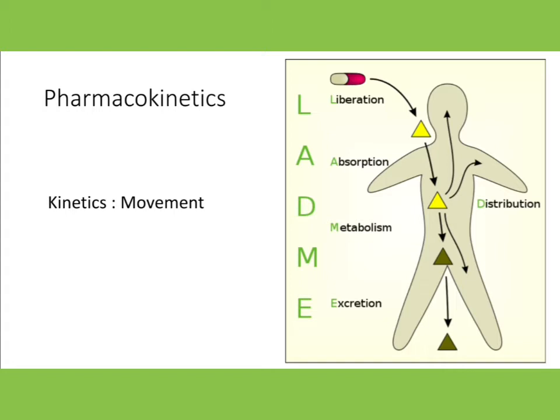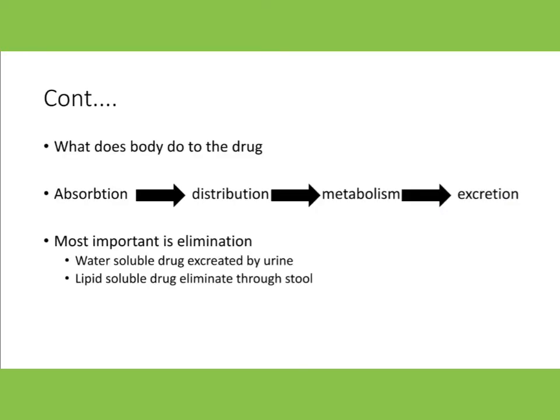Here I have chosen this picture. Here you can see liberation, absorption, metabolism and excretion. We will see these steps in a flowchart also. What does the body do to the drug? First of all, you have taken the drug, like an oral tablet. That tablet will go to the gastrointestinal tract, then to the intestine, and then absorption will be there. After that the drug will reach the blood flow and get distributed to the organs. After that, metabolism and excretion.